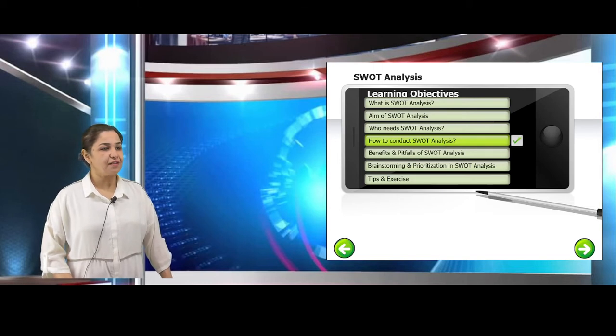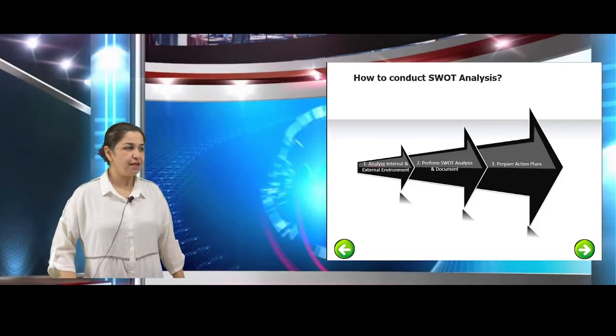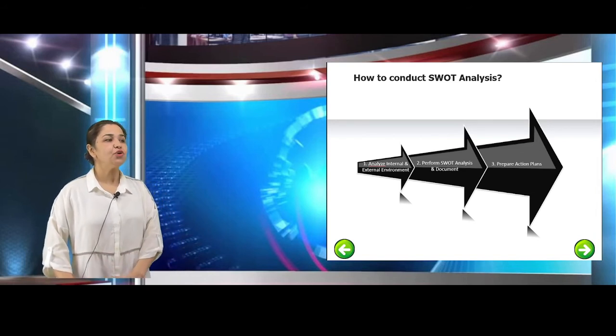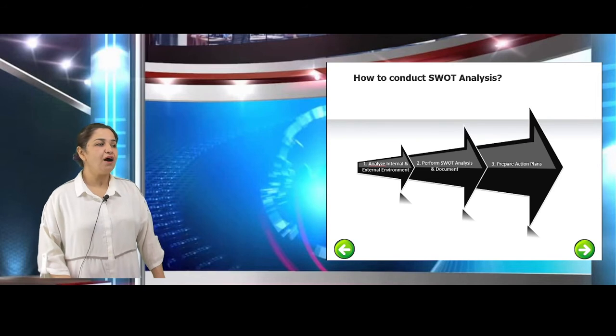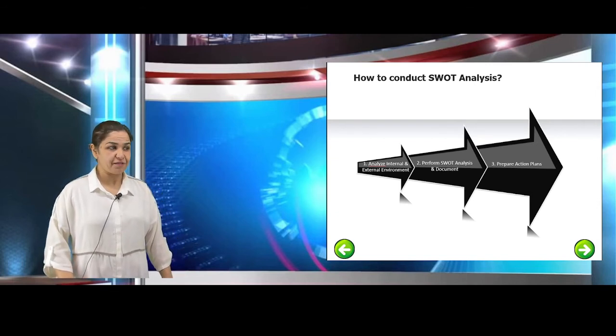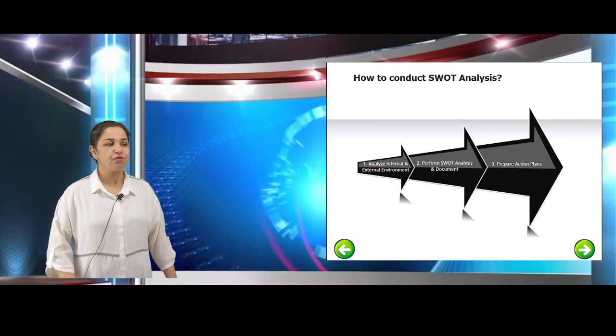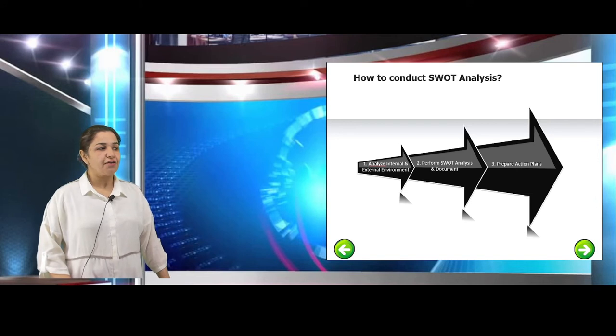How to conduct SWOT analysis? For conducting SWOT analysis, we need to know the following steps. The first one is to analyze the internal and external environment. What are the problems in the company and what are the problems in the environment or in the market of the developing of the company. Perform SWOT analysis and document. And the last one is prepare action plans. After having analysis, after learning, after having observation or research of the new company, the company should take care about having new plans according to the SWOT analysis.